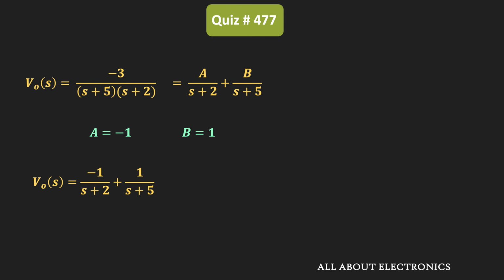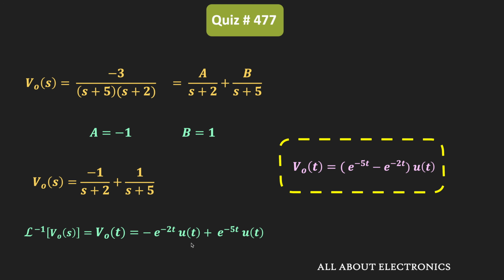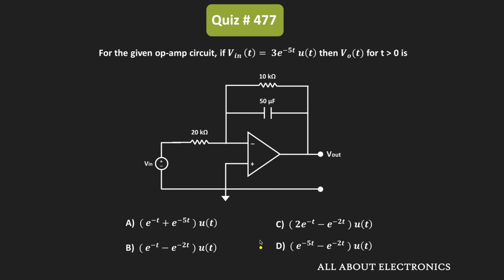If we take the inverse Laplace transform, the first term is equal to e to the power minus 2t times u of t. Likewise, the second term corresponds to e to the power minus 5t times u of t. So we can say that the expression of the output voltage in the time domain is equal to e to the power minus 5t minus e to the power minus 2t, times u of t. So for the given circuit, the output voltage V out can be given by this expression. And therefore, for the given question, option D is the correct answer.